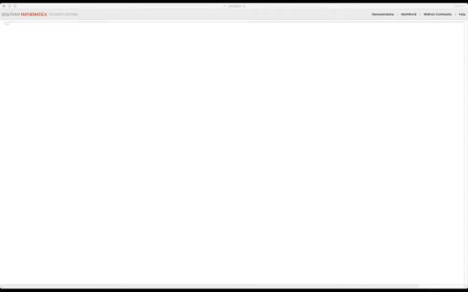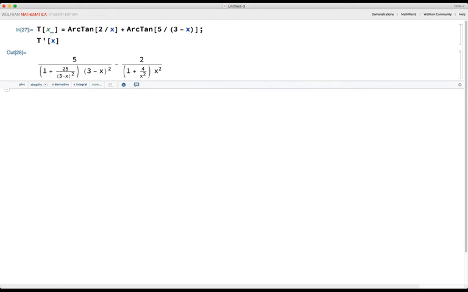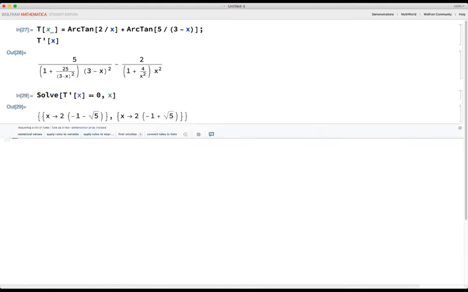So I'm going to come in here and define our function to be arctan of 2 over x plus arctan of 5 over 3 minus x. And then we can double check our derivative, and that looks like what we had. They just put the terms in the opposite order, no big deal. Then we want to solve that thing for when it equals 0. So I'm going to solve T prime of x equals 0 for x, and we get these two answers.